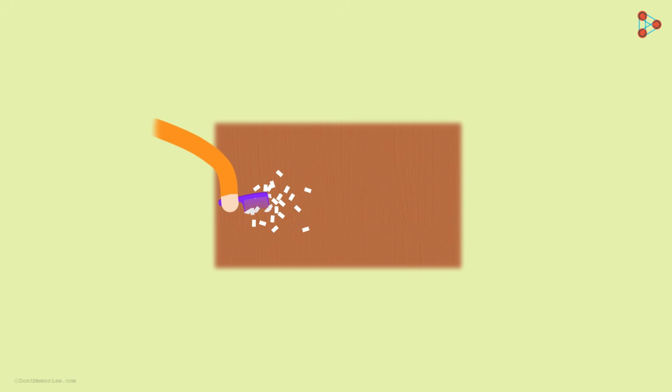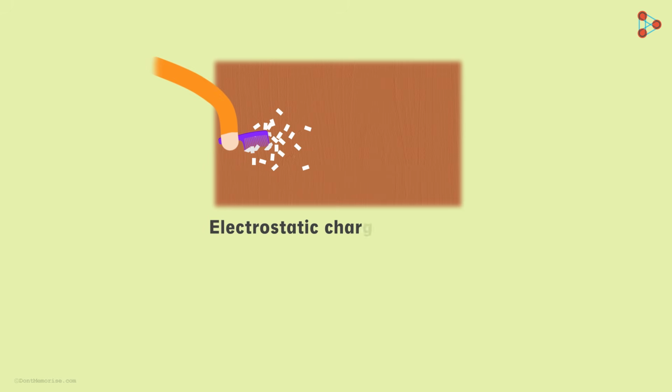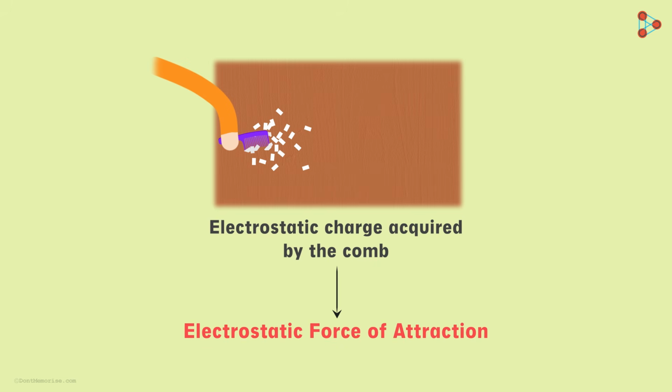When you rub your hair with the comb, it acquires some electrostatic charge. And this charge was responsible for the electrostatic force of attraction between the small pieces of paper and the comb.